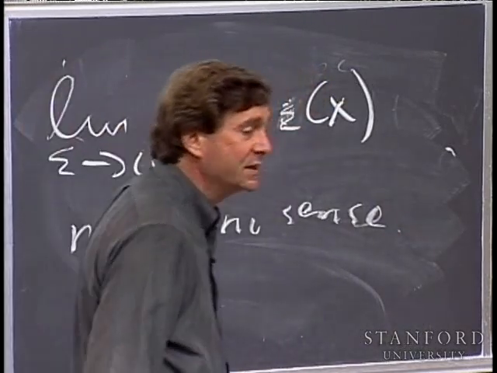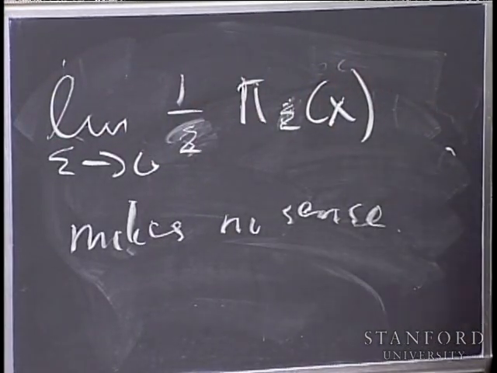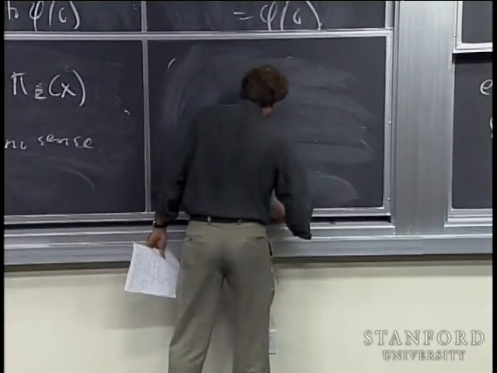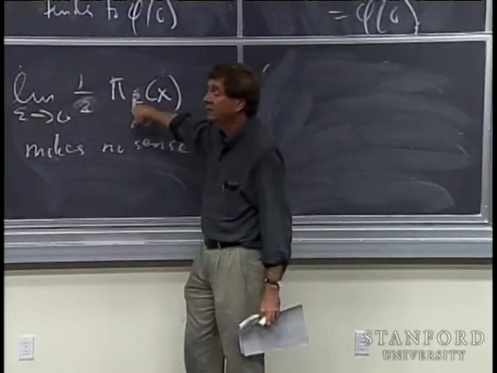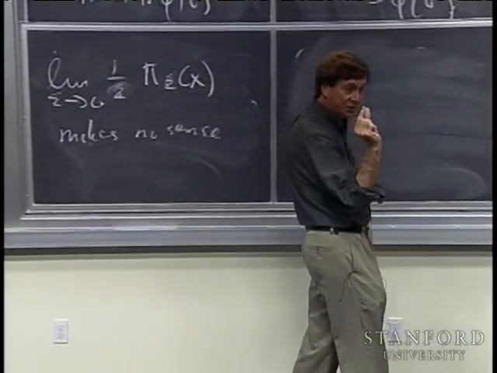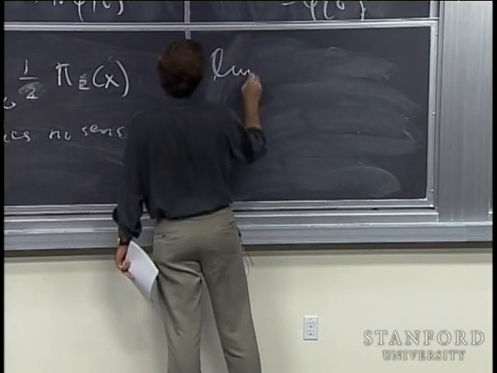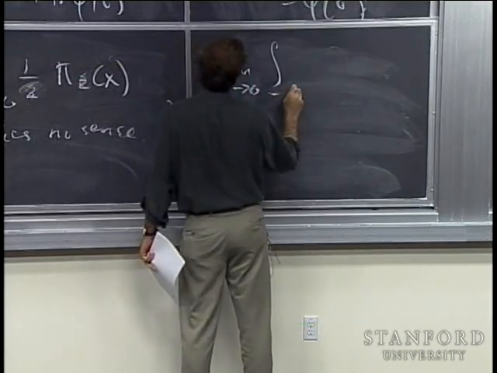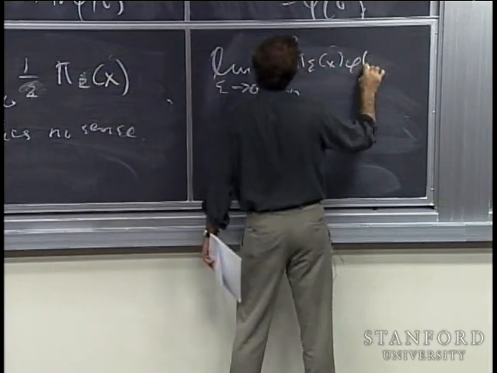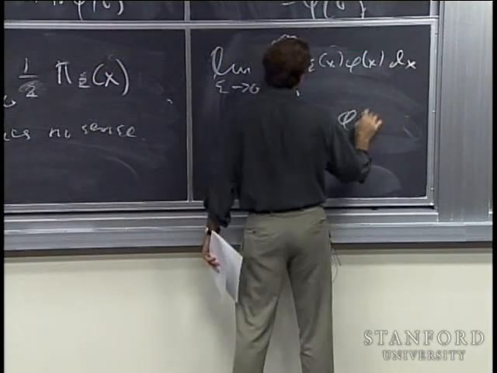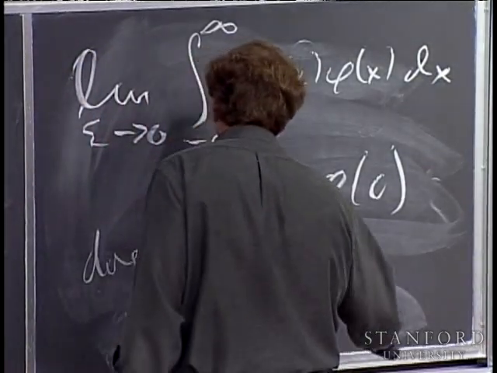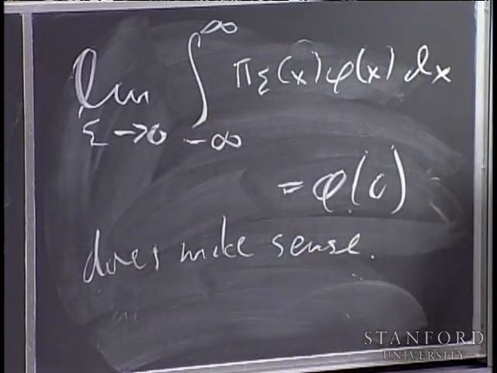But to consider operationally what it means when I integrate this scaled function against an ordinary function and take the limit of the integral, that does make sense, and it produces the value of the function at 0. The limit as epsilon tends to 0 of the integral from minus infinity to infinity of pi epsilon of x, phi of x, dx, and to say that that's equal to phi of 0, this does make sense. Okay? All right, that's okay.